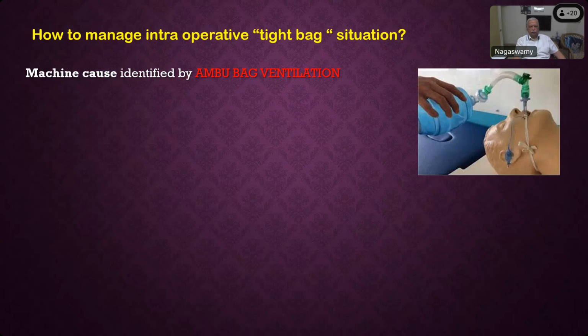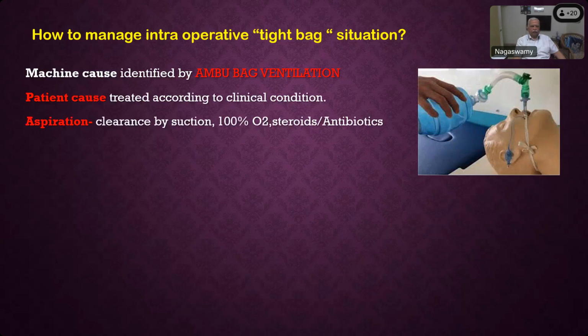Disconnect the patient from the anesthesia machine, connect the ambu bag, press the ambu bag. If the chest is expanding nicely, that means the machine is at fault. On the contrary, when you press the ambu bag and you are not able to squeeze the bag, then the patient is at fault. So patient causes are treated according to the clinical condition. If it is aspiration, give 100% oxygen, clear the secretions by suction, steroids and antibiotics as soon as possible.